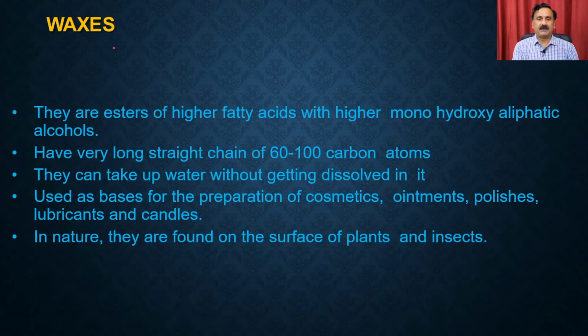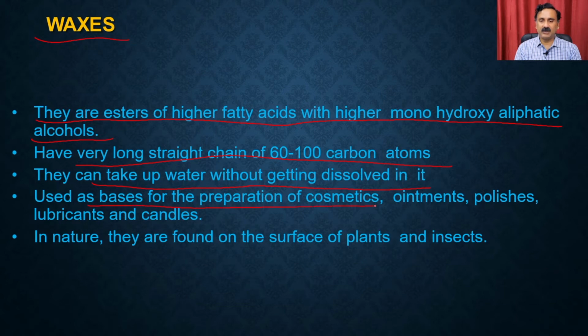Apart from that, we can also discuss the wax, right? They are the ester of the higher fatty acids with the higher monohydroxy aliphatic alcohols. They are very long straight chains of 60 to 100 carbon atoms. They can take up the water without getting dissolved in it, and they are used as a basis for the preparation of cosmetics, ointments, polishes, lubricants, and candles. So you know that wax is used for the production of candles. In nature, they are found on the surfaces of plants as well as insects. So wax in the plant, or in the case of insects, they utilize the waxes only to repel the water molecules.